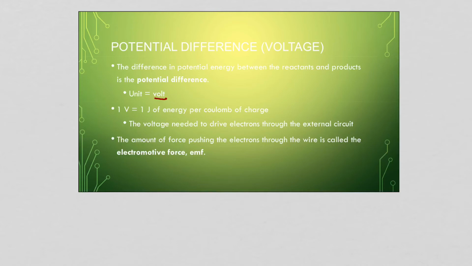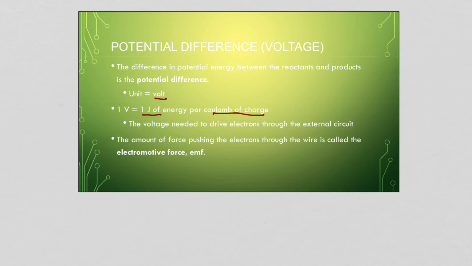Now, 1 volt of potential is 1 joule. This is an energy, 1 joule per coulomb of charge. So if we have a 1 volt potential difference, that means we have 1 joule per coulomb of charge in the potential difference. So it's an energy, it's a potential energy difference.